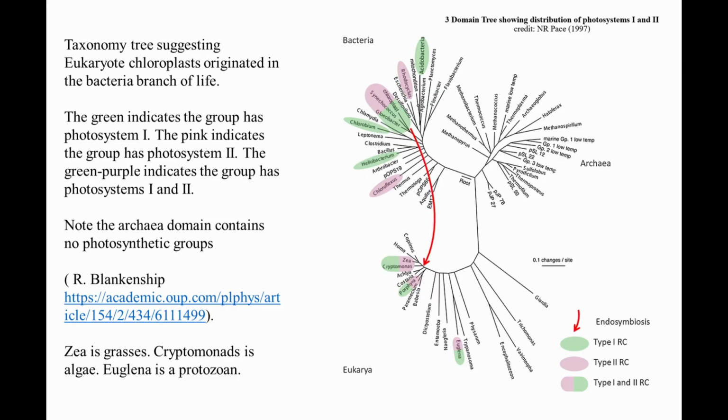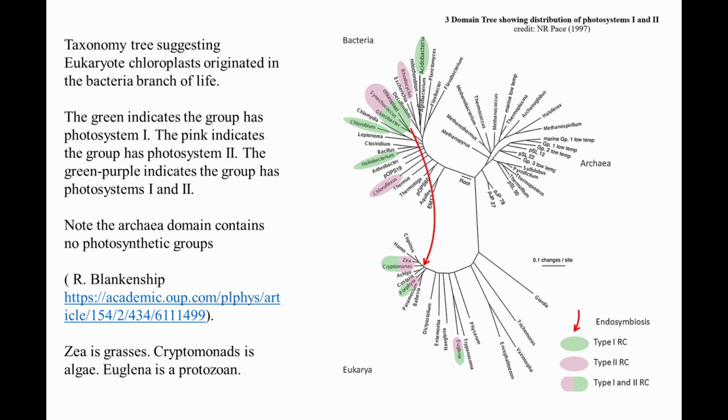The figure shows the three-domain taxonomy of life: bacteria, archaea, and eukaryote, with photosynthesizing taxa highlighted in pink and green. The taxa highlighted in green only have photosystem 1. The taxa highlighted in pink only have photosystem 2. The taxa highlighted in green and pink have both photosystems 1 and 2. The path by which eukaryotes acquired photosynthesis by endosymbiosis with cyanobacteria is traced by the red arrow. Note, the archaea have no photosynthesizing taxa.